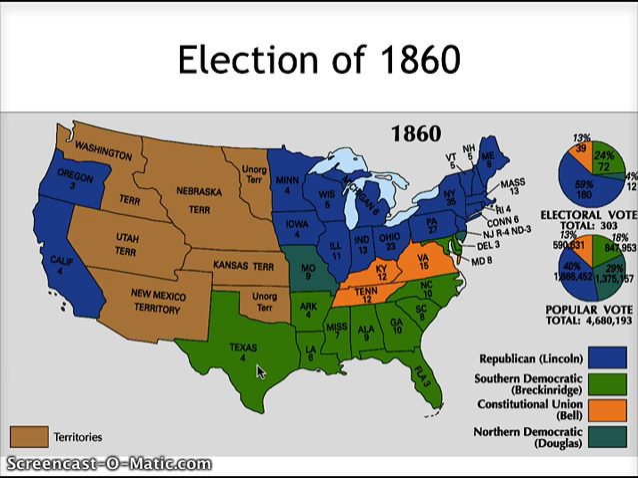The green is the Southern Democrats. The orange is a new party called the Constitutional Union. We have one Northern Democratic state, Missouri, and the rest is Republican in the North. This is all Lincoln. We also have Oregon and California over here. They're also voting for Lincoln.